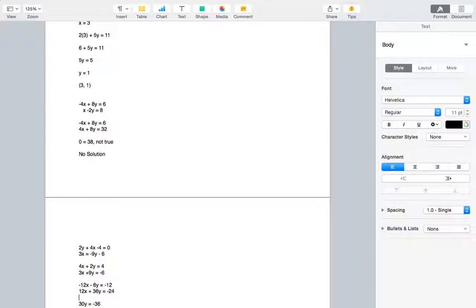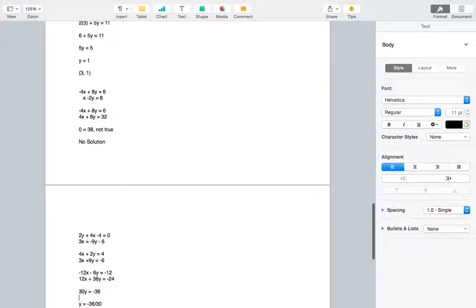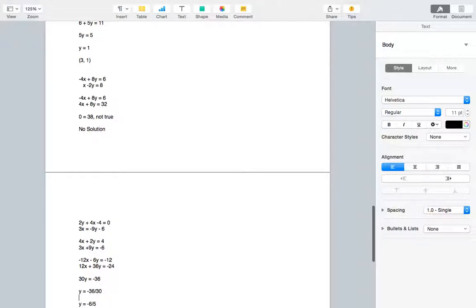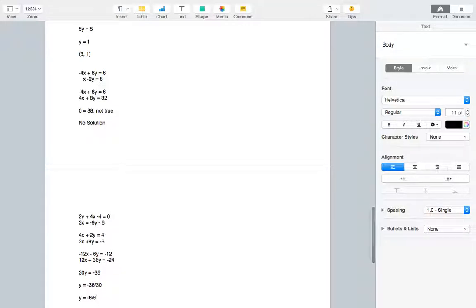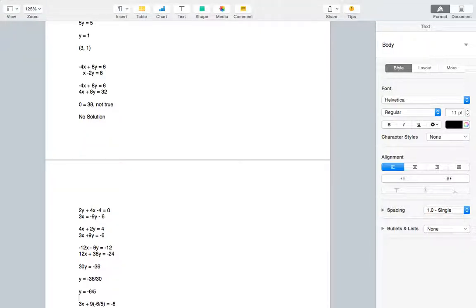Divide by 30 to get y by itself. y equals negative 36 over 30. They're both even, therefore it can be reduced. y equals negative 6 over 5. And all I did there was divide the top and bottom by 6. Okay, substitute that back in. I'm going to use this one. That's the one that I used. You can put it into either one.